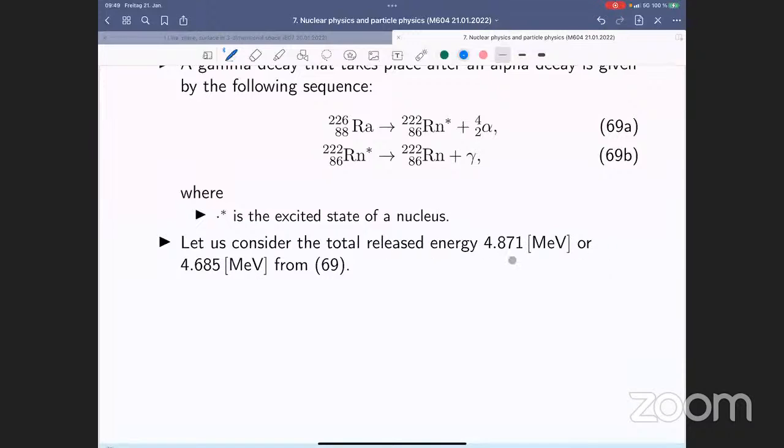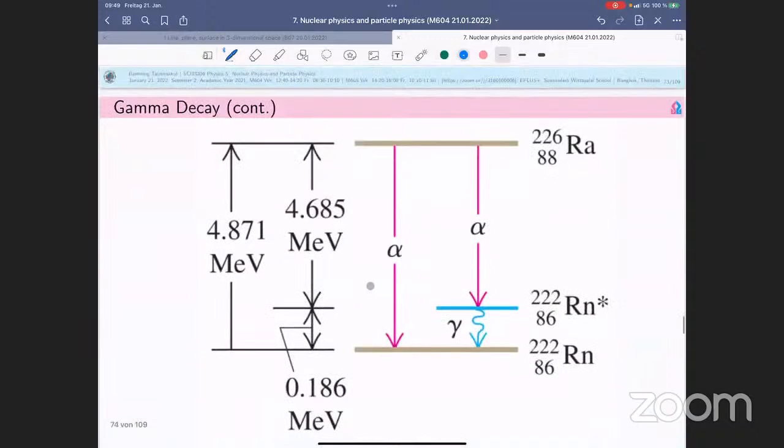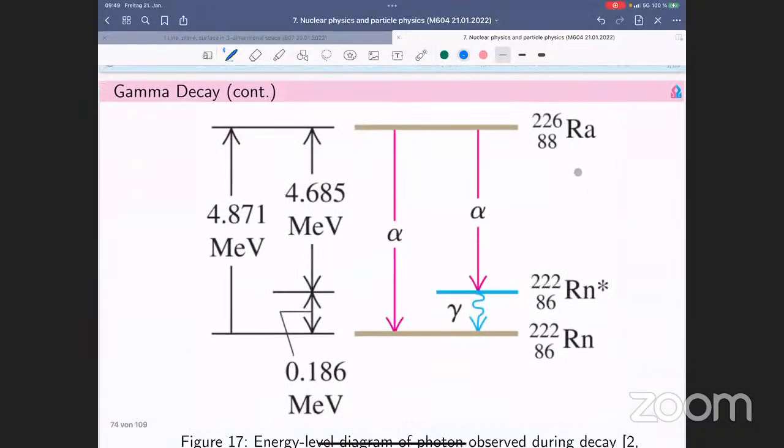Okay, this is the excited state. This is the typical state in 69. Okay, the radium starts from here, right? And it can emit the radon. It can emit the radon.